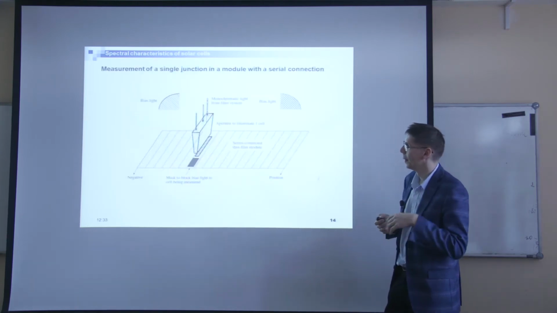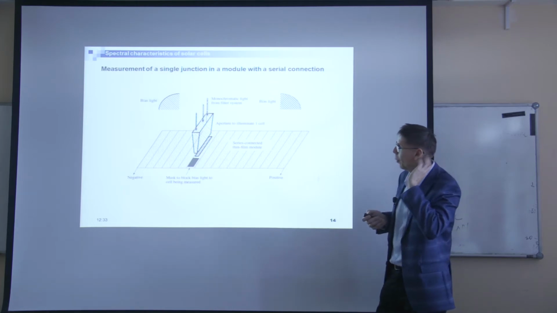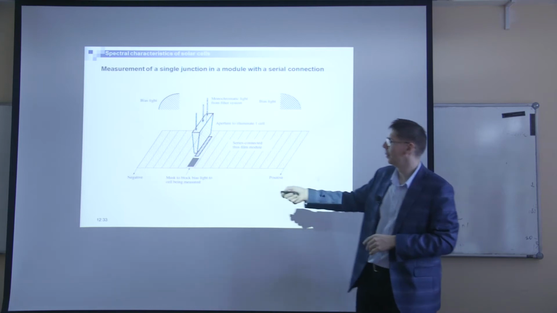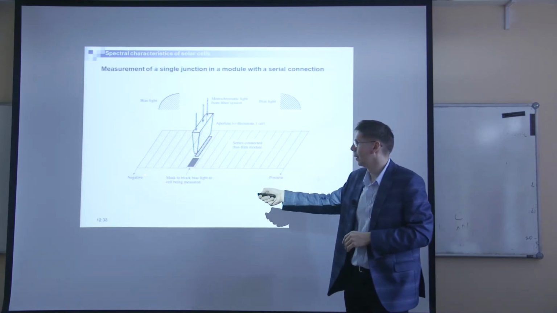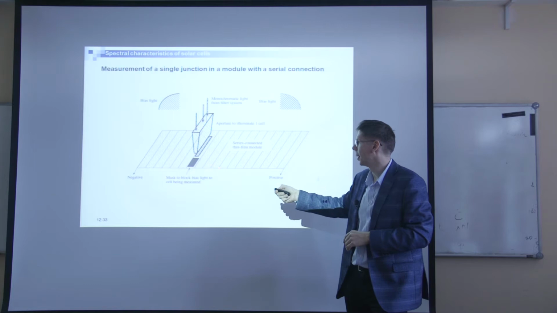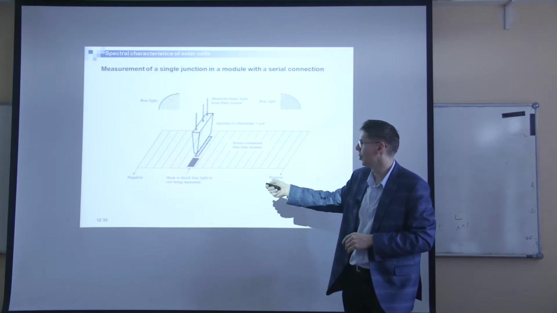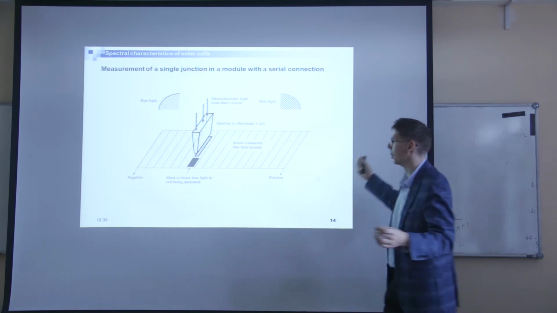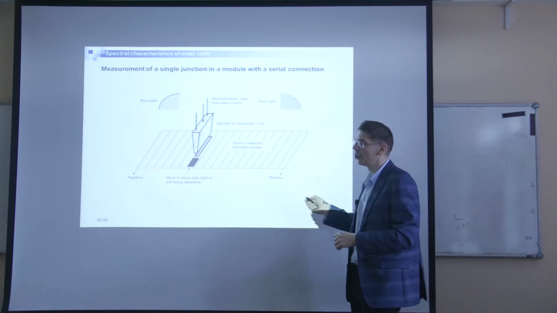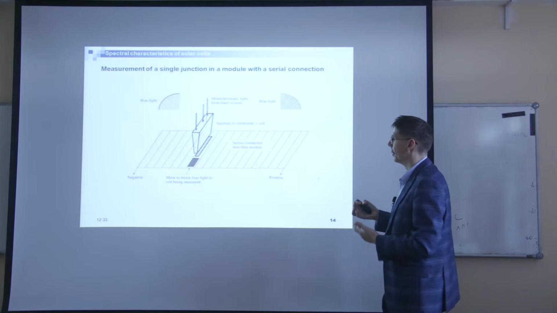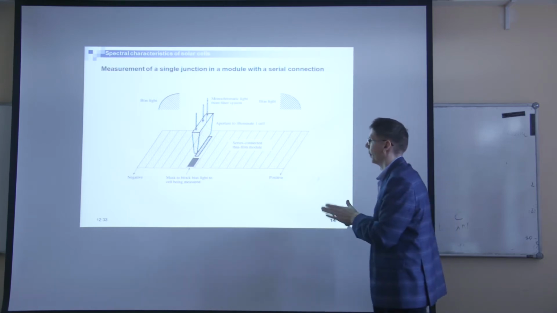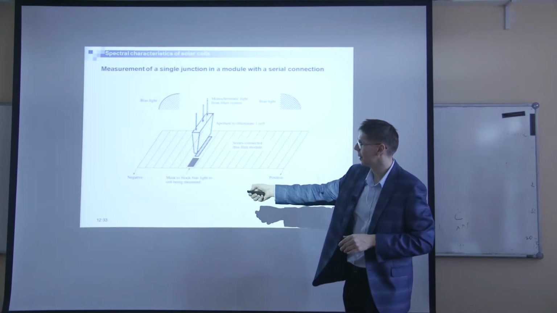And the way to measure the module, for example, a thin film module, where you have junctions which are connected in series, so it's different junctions. I mean, one strip is one junction. It's not a multi-junction solar cell. I mean, it is not a tandem solar cell. It's just a module with a series connection.